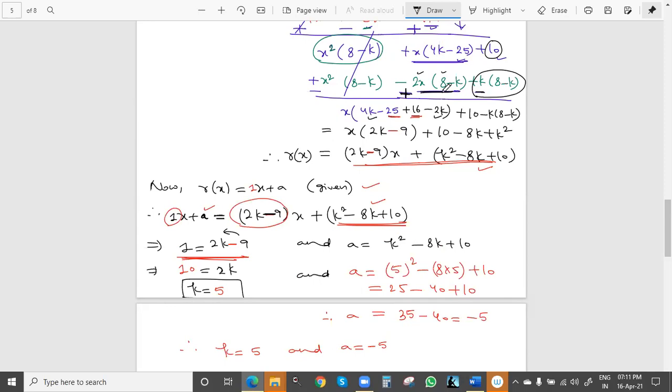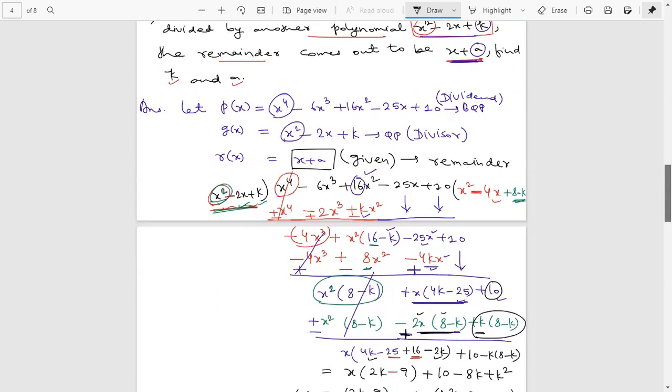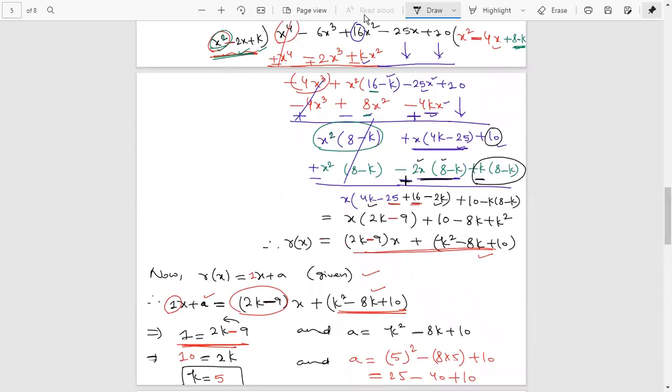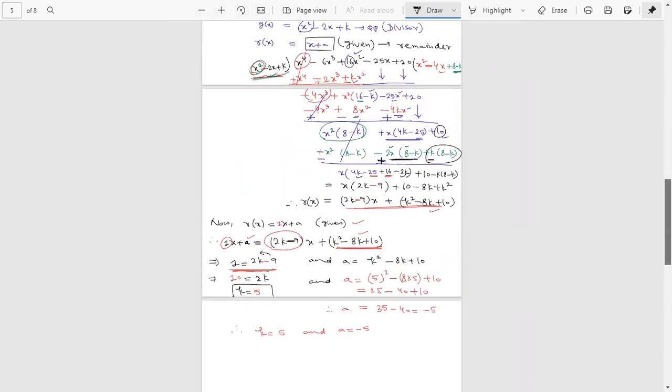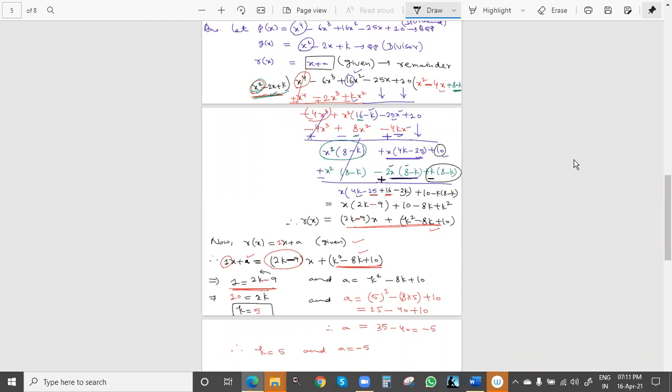Anyone having any doubt in this question anywhere? This is the basic question. Basically, we have to divide properly and then equate the remainder with the value we obtained. This is the complete question. You can take this snapshot also if you want, and I will share the PDF in our Google Classroom. Understood this question? No doubts? Just see from your end, and if in doubt, you can ask.